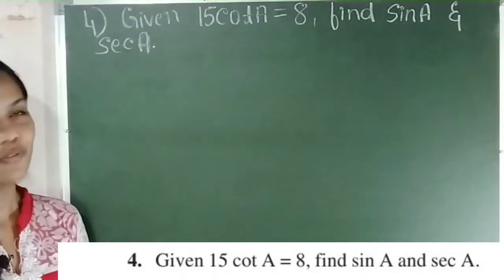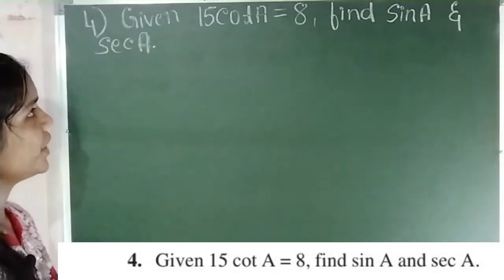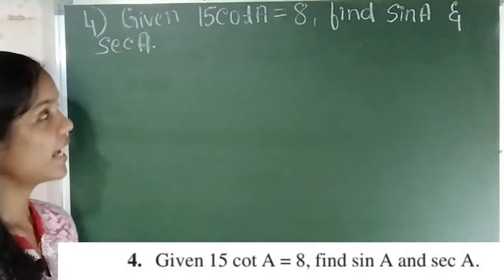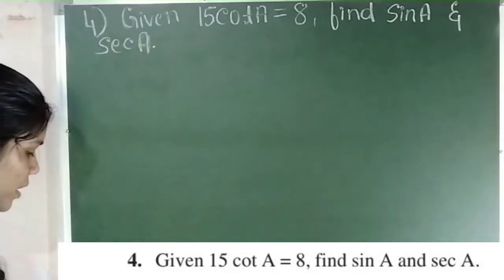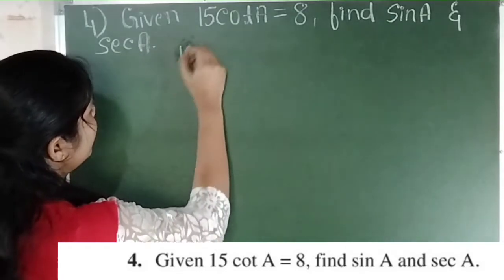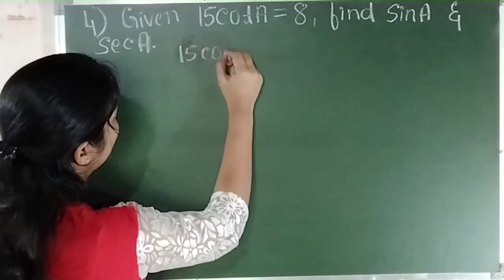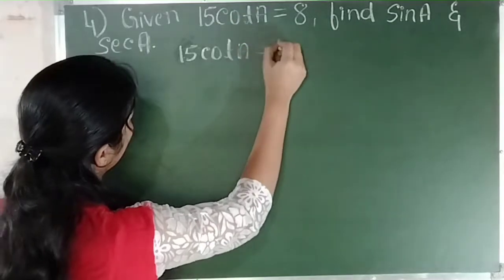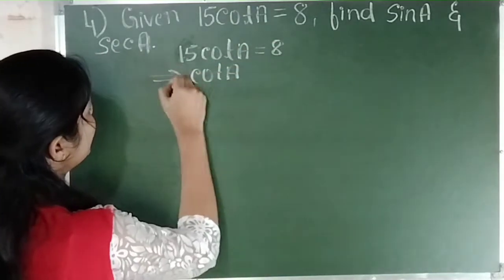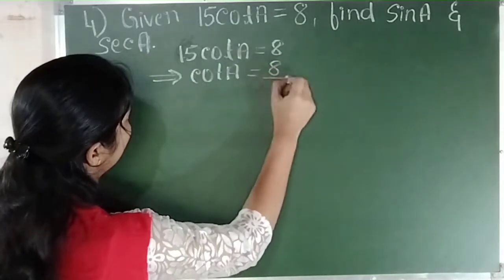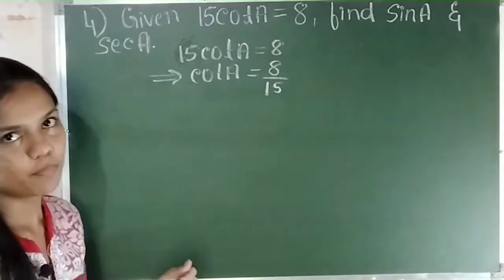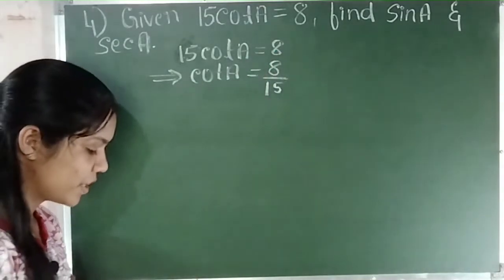So the question number 4. Given 15 cot A is equal to 8, find the value of sin A and secant A. So let us write the given data. 15 cot A is equal to 8. This implies cot A is equal to 8 by 15. Just take 15 to the denominator. We will get 8 by 15.